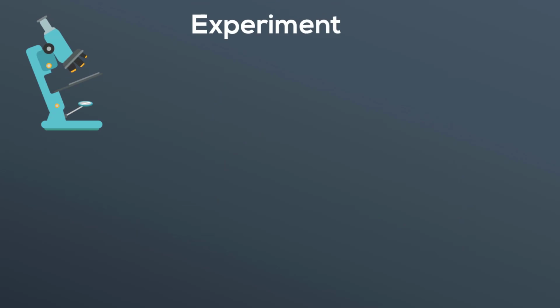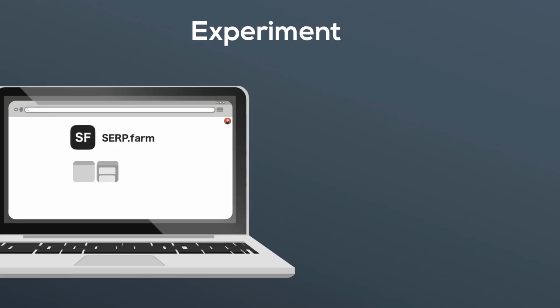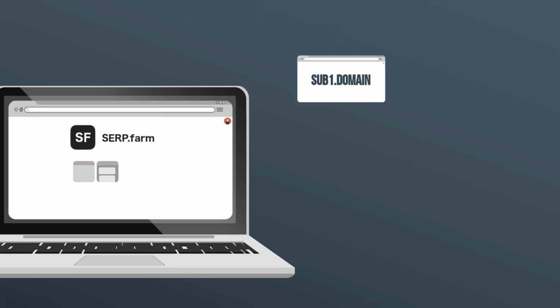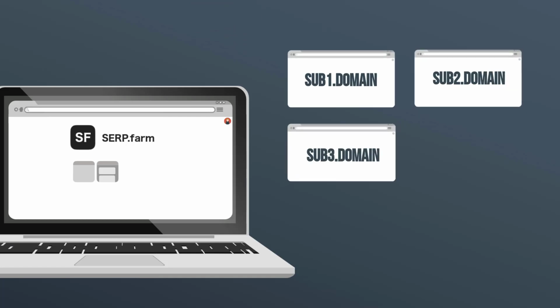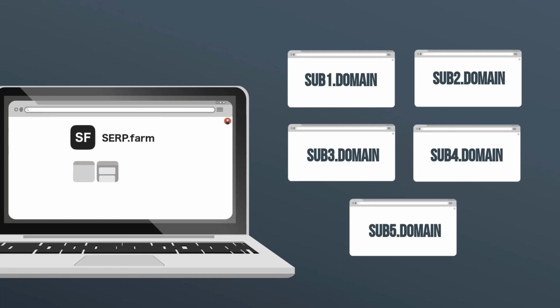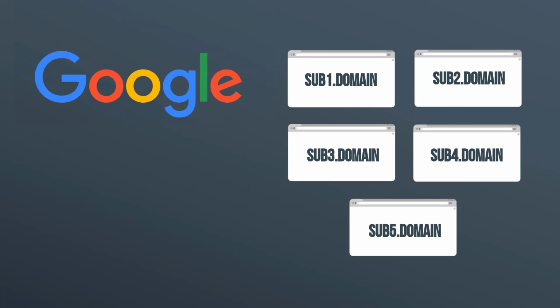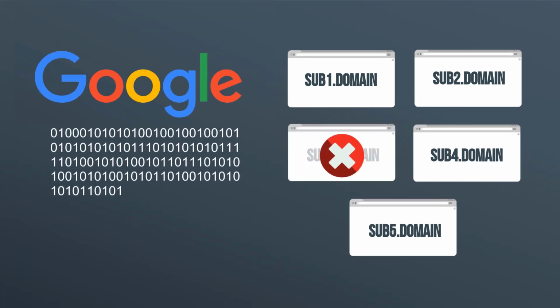Try to experiment with subdomains. Create a site on the domain and add pages to it step by step. Create 5 sites and subdomains. In theory, Google will treat each subdomain as a separate site, so if one subdomain is banned, the other ones will work.